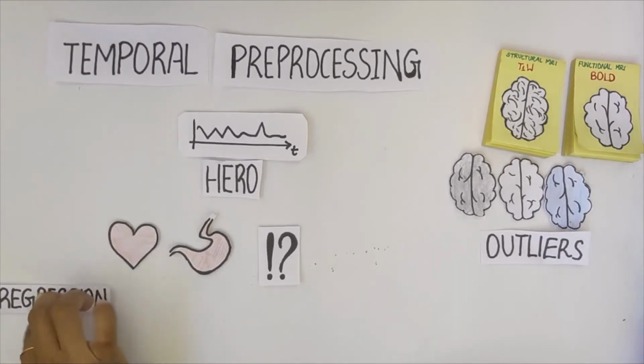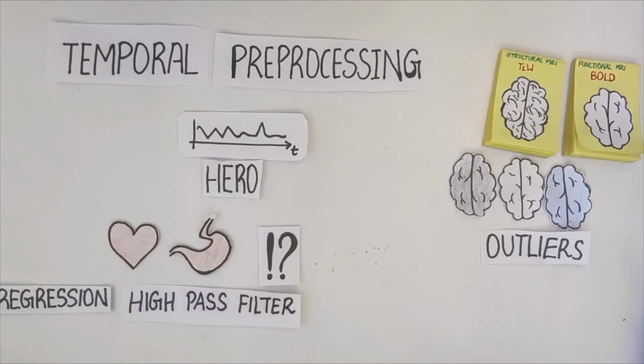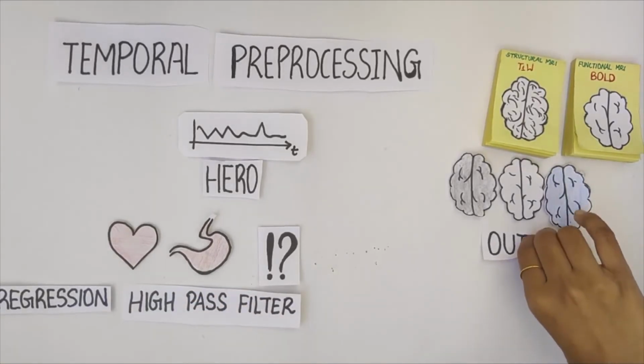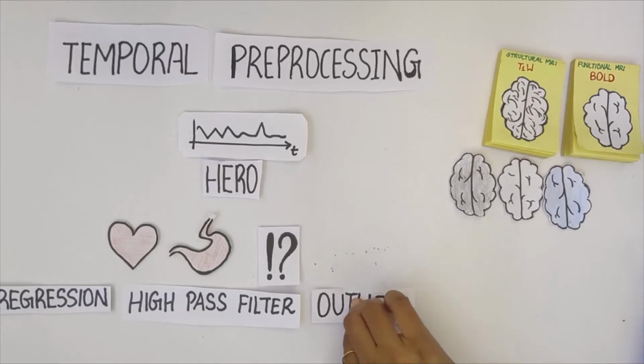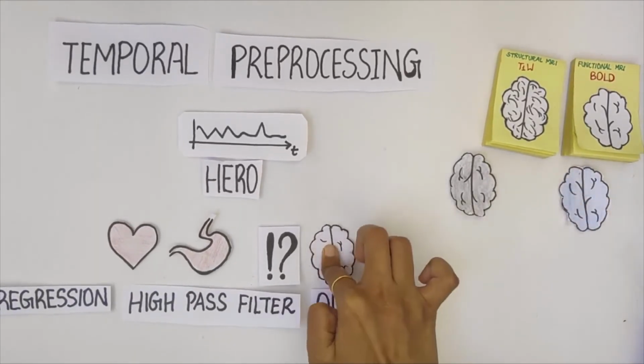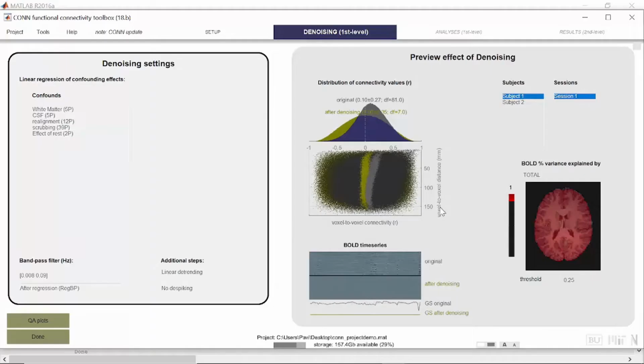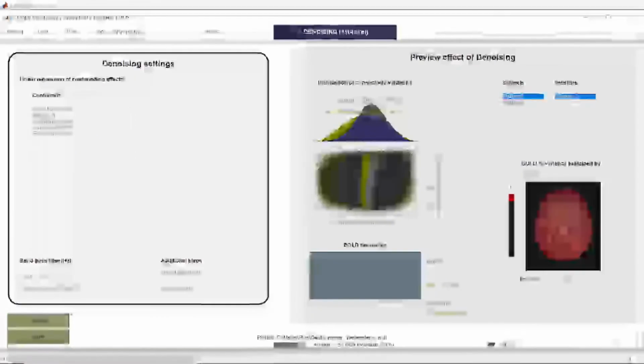In the denoising phase, we use regression to remove any residual motion artifacts or noise from estimated subject motion, identified outliers, and the white matter and CSF areas, and we use the high pass filter to remove any low frequencies from the data. Now let us perform this process on the CONN toolbox.